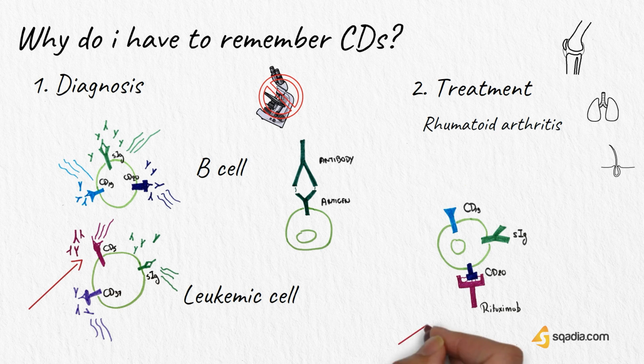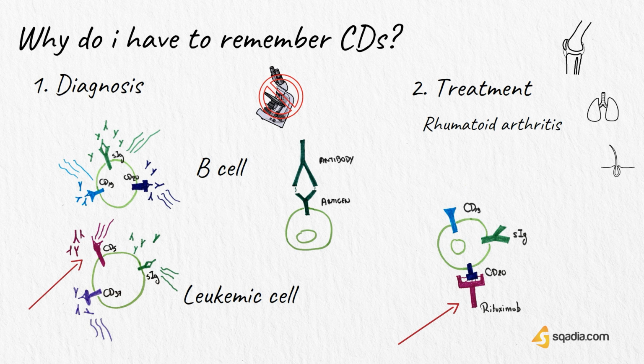It targets the marker CD20 found in B cells. So the rituximab binds the CD20 and forces the B cell to die. Yeah, but also forces the normal B cells to die. This is the problem, and this is why rituximab is an immunosuppressive agent.